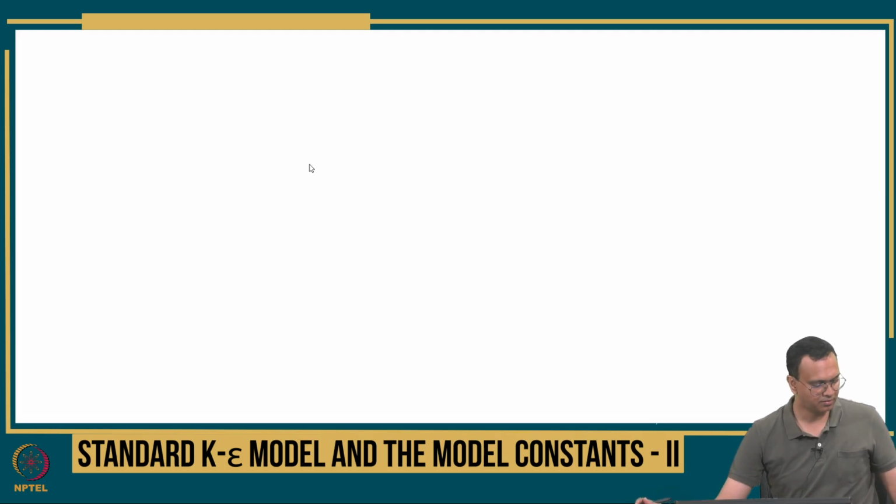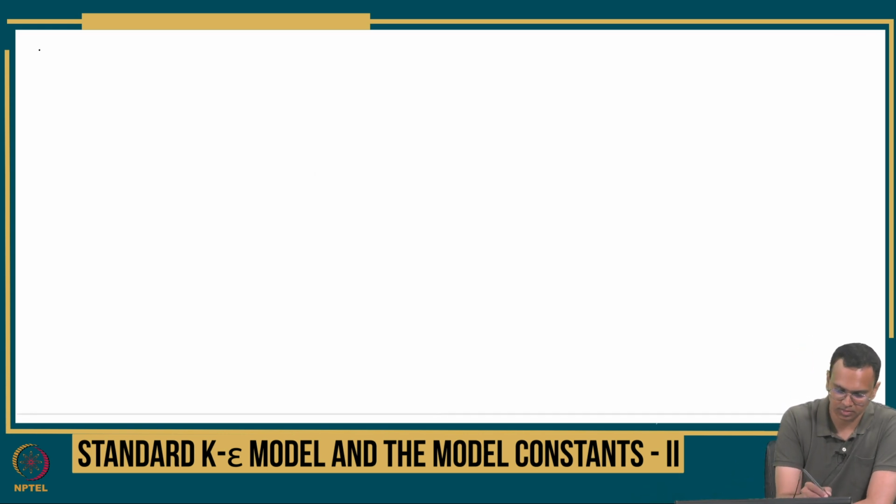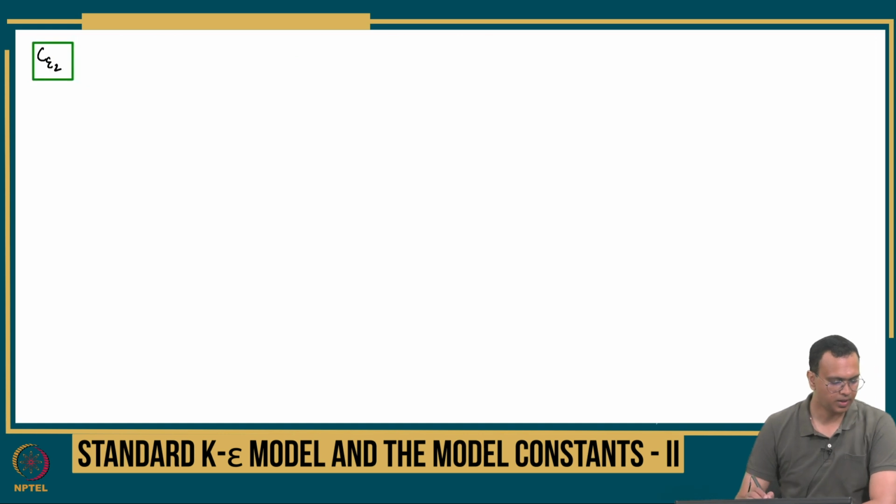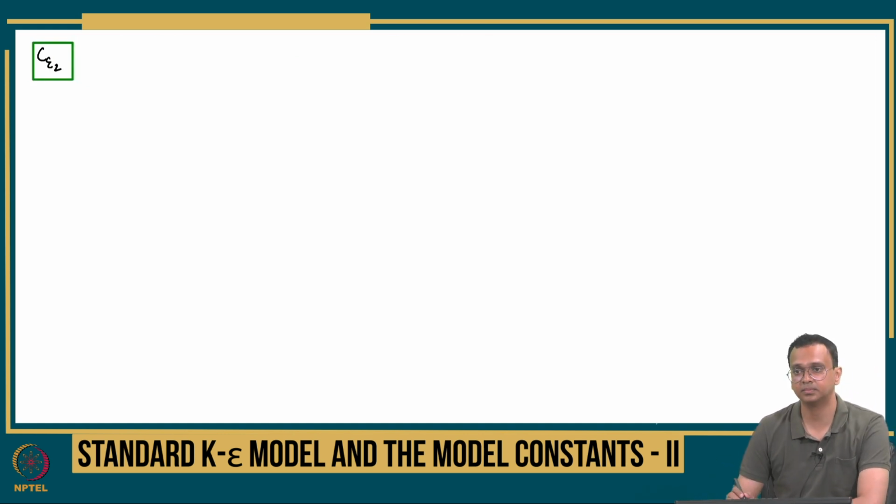So the second one I would like to look at is C epsilon 2. Now where does this C epsilon 2 come in the equation? Does it come in the K model or epsilon model equation? Epsilon model equation, right? So obviously you already got the clue.